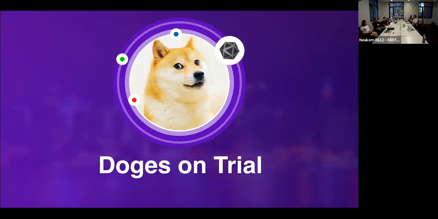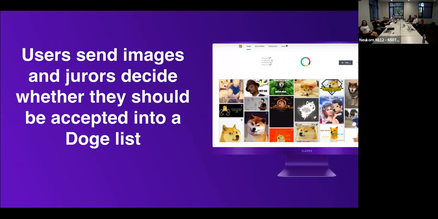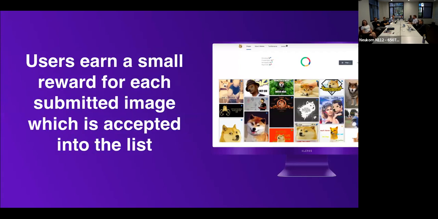So let's see what we found in the empirical domain. We launched Doges on Trial, a first pilot in July 2018. In this pilot, users had to send images of dogs into a list, and there were juries that had to decide whether an image that was submitted was a Doge or not, right? So users could make a small reward for each image of a Doge that was accepted into the list.